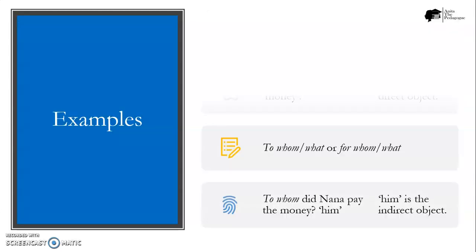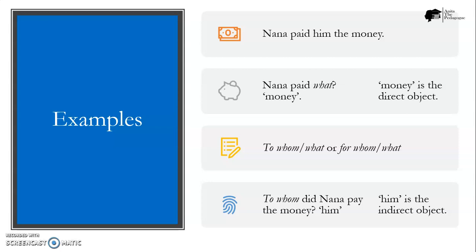Let's take a look at another example. Nana paid him the money. Let's find the direct object. Nana paid what? Money. Money is the direct object here. Now let's find the indirect object. To whom did Nana pay the money? Him. Him is the indirect object here.